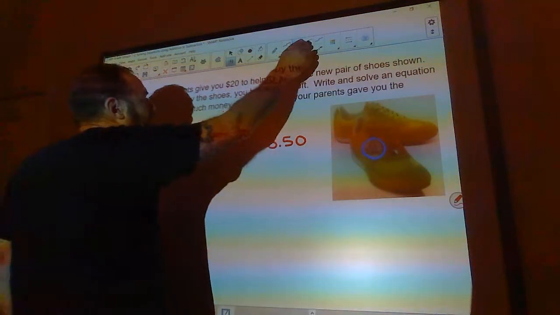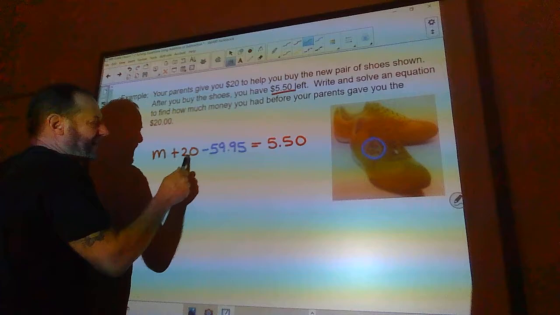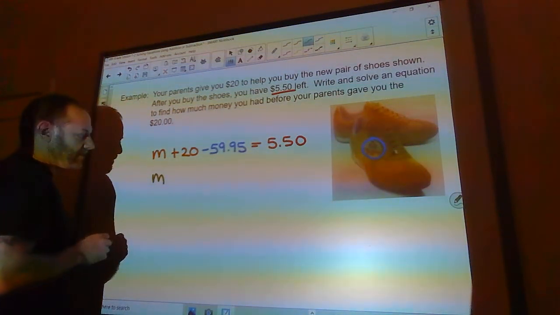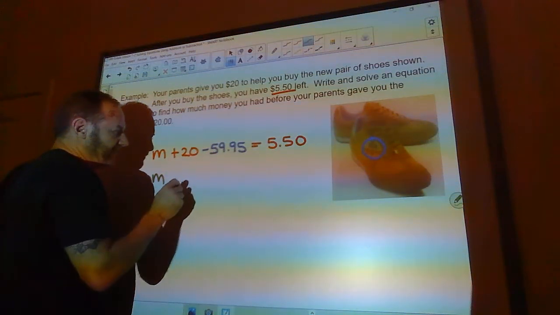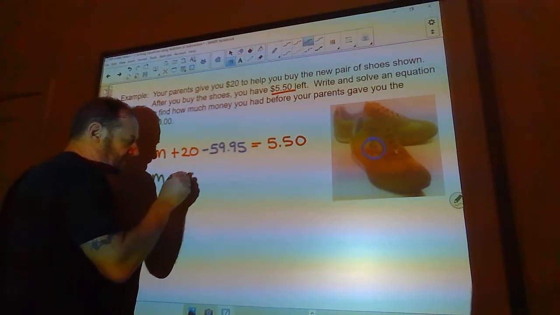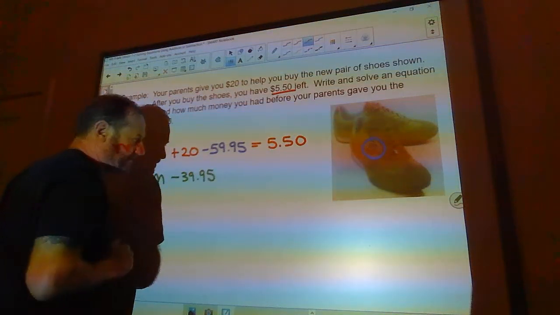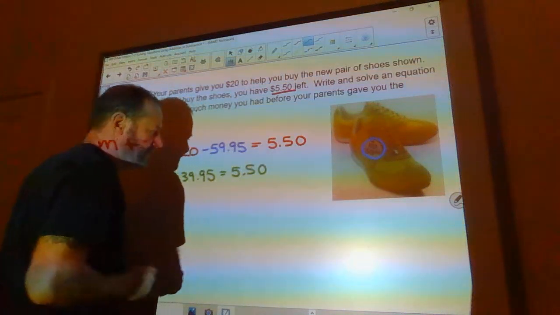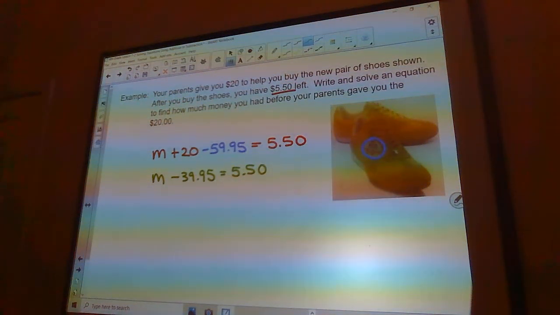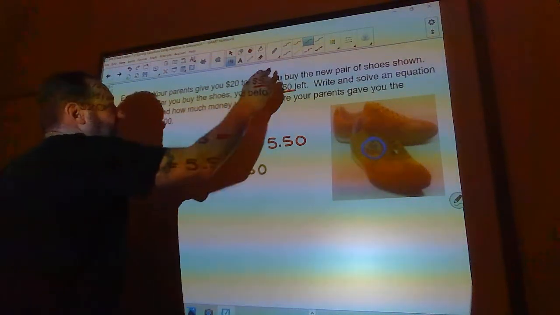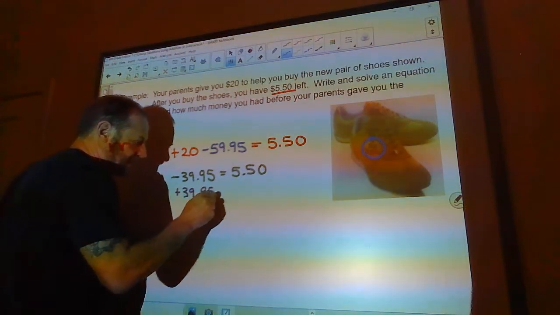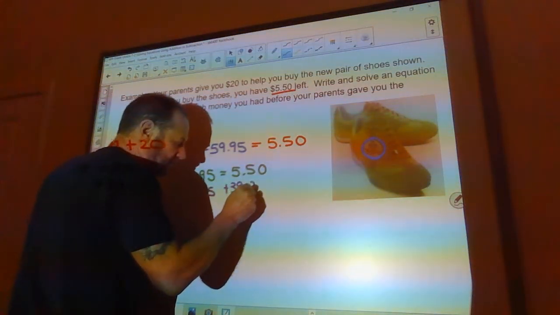Okay, now, here's the thing. These two numbers here, I can combine those because they're on the same side. So, M, the amount of money that I had, 20 minus $59.95 is going to be minus $39.95 equals $5.50. Okay, now this is just like the other problems that I did, except that it's got a decimal in it. So I'm going to solve it by adding $39.95 to both sides of this equation.